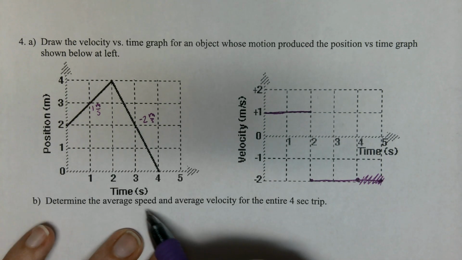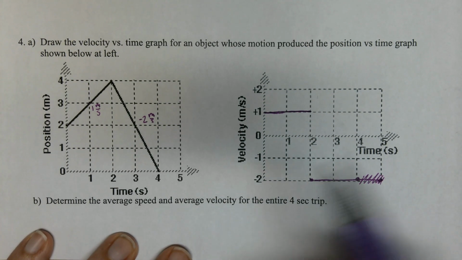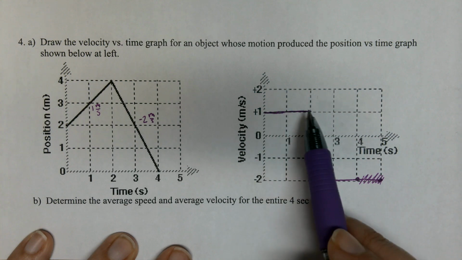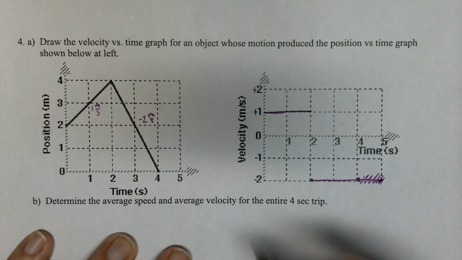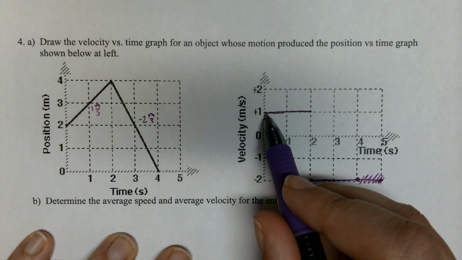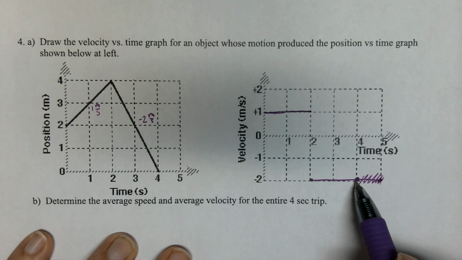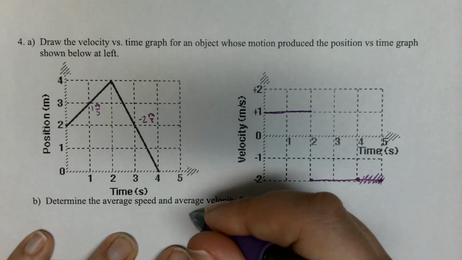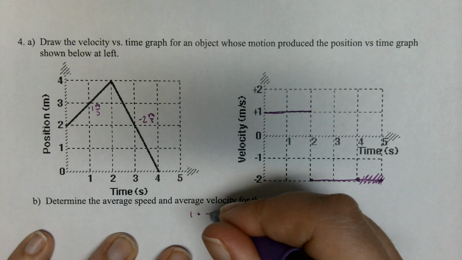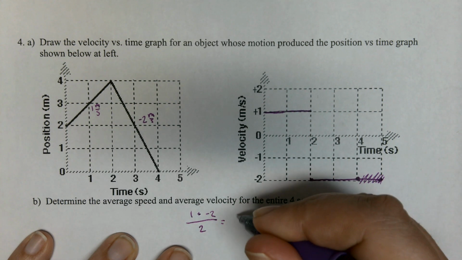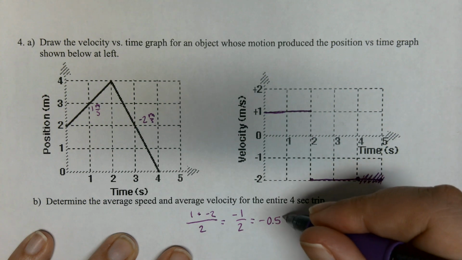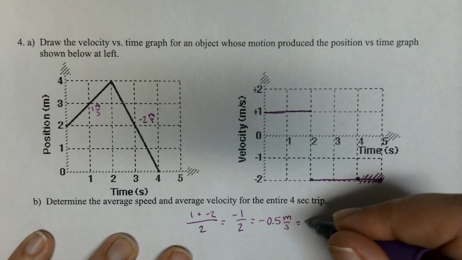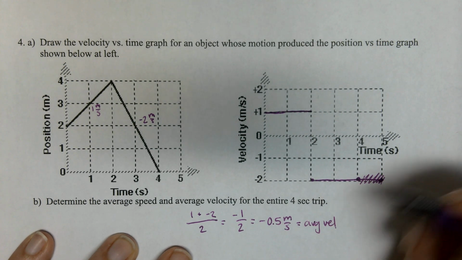All right, in this case, the average velocity for the entire trip, because these segments are equal, we could actually just add them up and divide by 2. So we went 1 meter per second for 2 seconds and negative 2 meters per second for 2 seconds. So we can do this. 1 plus negative 2 divided by 2. That's going to be negative 1 over 2, or negative 0.5. And that is the average velocity.